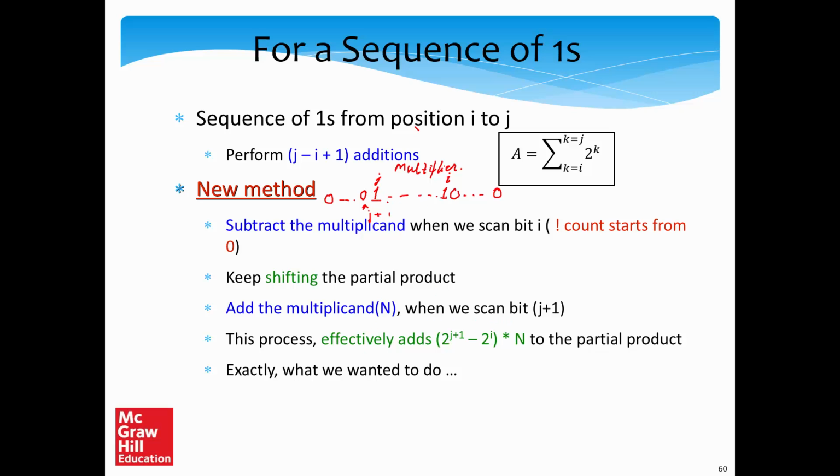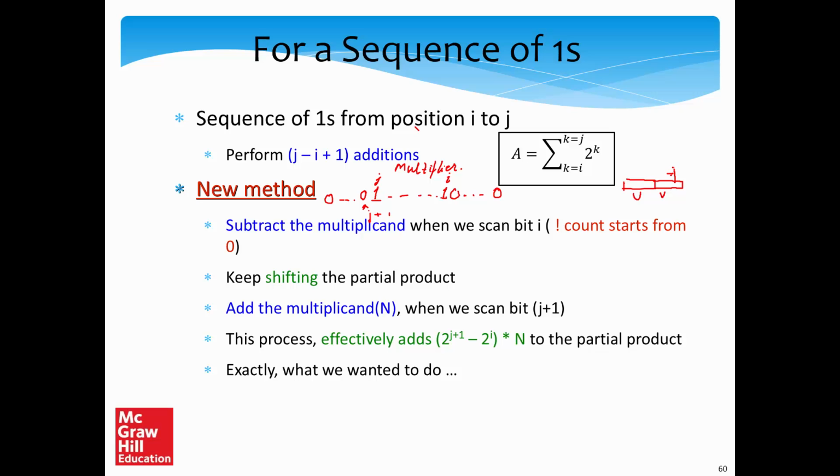Since we right shift the partial product at every stage, in effect it adds 2 raised to the power j plus 1. If you remember our previous discussion, we had said that the partial product occupies the register U entirely and a part of register V, and in every iteration the LSB of the partial product keeps moving one place to the right.